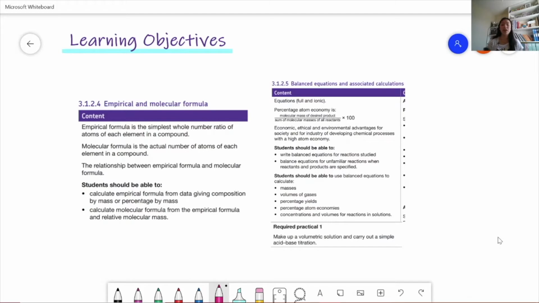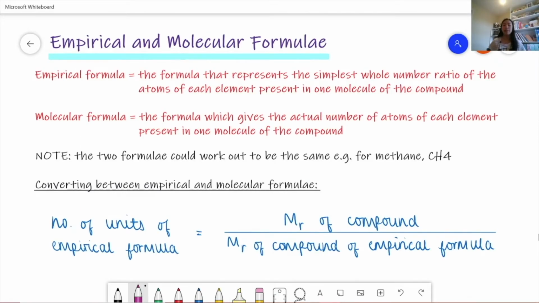And then at the end, we're going to look at a required practical, which is to make up a volumetric solution and carry out a simple acid-base titration. So now I'm going to start off by introducing the empirical and molecular formulae.